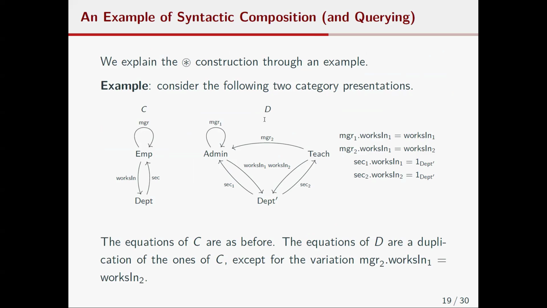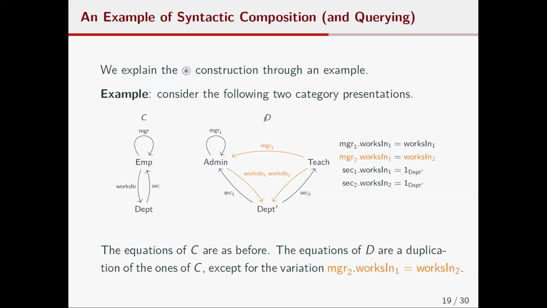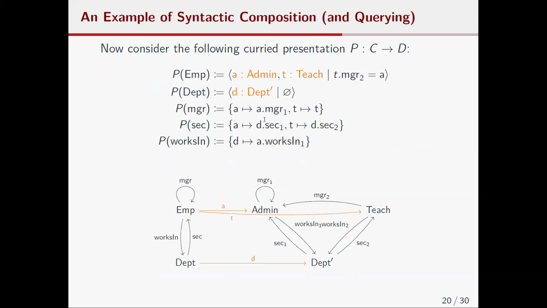Well, it has a new category presentation, which is a duplication of this one, except for one morphism. I think I might not have time to really go through it. I have already used 20 minutes. But the idea is that you can define a curried profunctor presentation here. So you do that by defining instance presentations corresponding to each of the objects here.